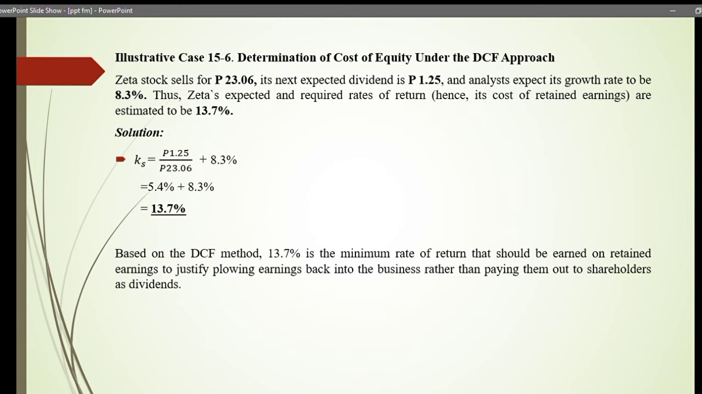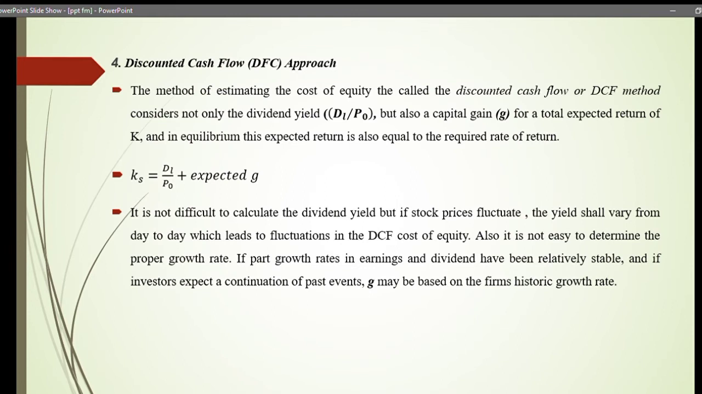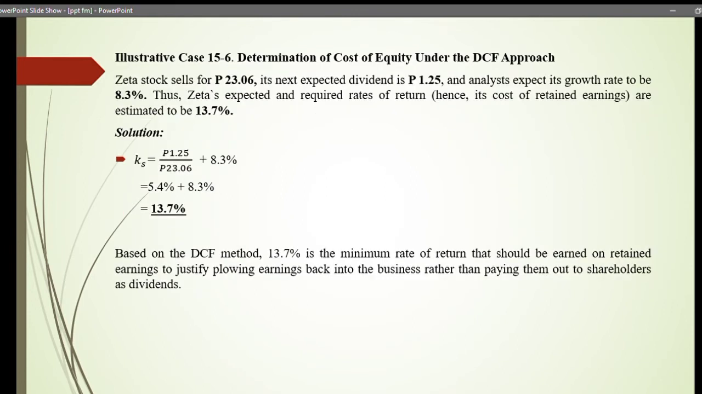So here is the illustrative case to determine the cost of equity under the DCF approach. Zeta stock sells for 23.6 pesos. Its next expected dividend is 1.25 pesos, and analysts expect its growth rate to be 8.3%. Thus, Zeta's expected and required rate of return, hence its cost of retained earnings, is estimated to be 13.7%. So here is the solution.